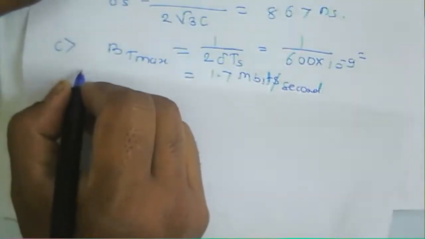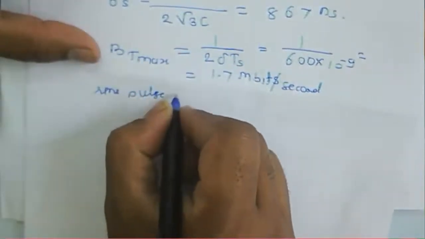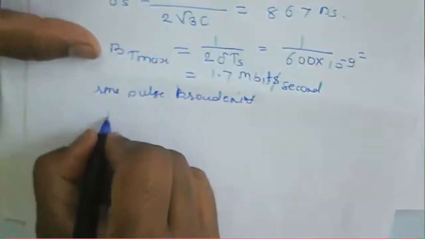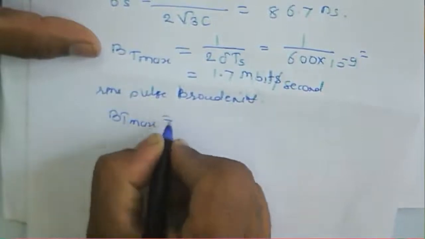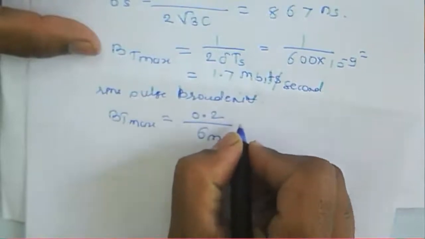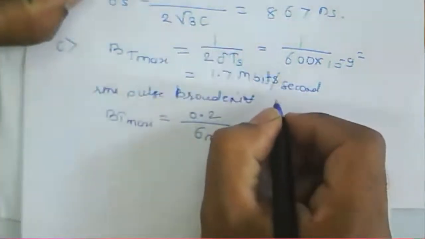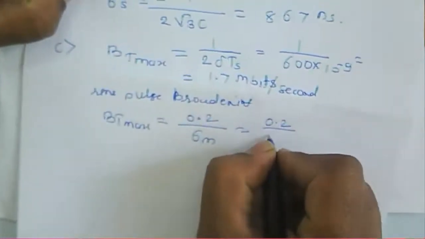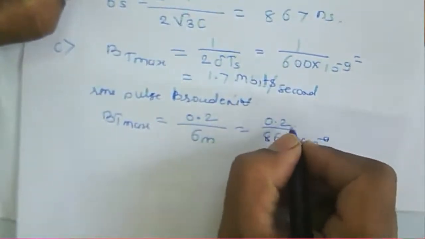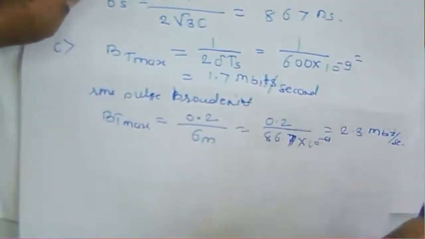But here we have to consider the RMS pulse broadening. In that case, the maximum bit rate is 0.2 divided by sigma s, the pulse broadening. So it is 0.2 divided by 86.7 into 10 to the power minus 9. So it will give us 2.3 megabits per second.